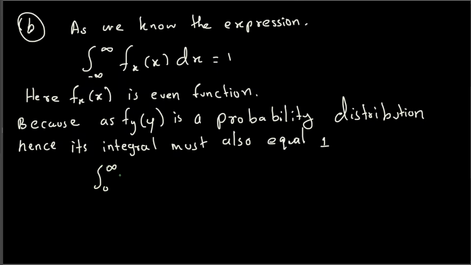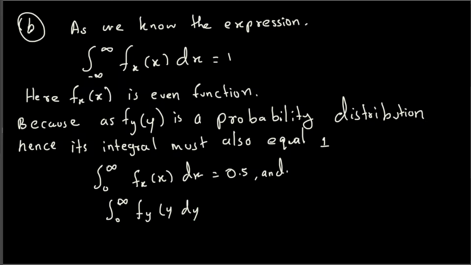The integral from 0 to infinity of f_X(x) dx is equal to 0.5. It's because when we take 0 to infinity, that's half of it; here we are taking negative infinity to infinity, so 0 to infinity is half of it. So the integral of f_X(x) dx is 0.5, and the integral from 0 to infinity of f_Y(y) dy is also 0.5, because both of them are equal.